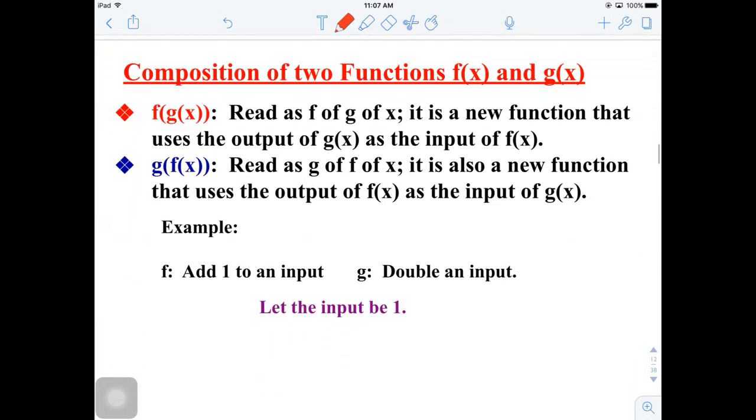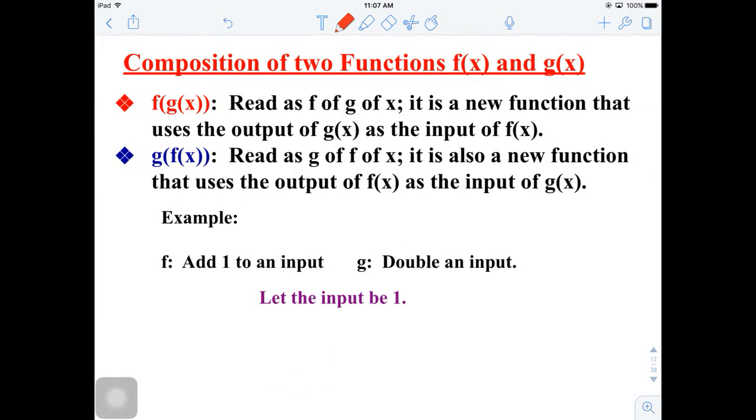Let's go ahead and take a look at the definition of what is a composition of two functions. Basically, a composition is a function within a function. For example, we read this as f of g of x, which means inside f, we're going to let x be g of x, which is another function. Just simply put, it is a function of a function.